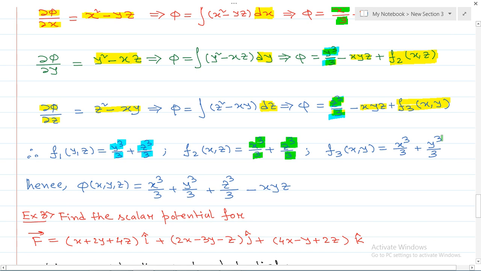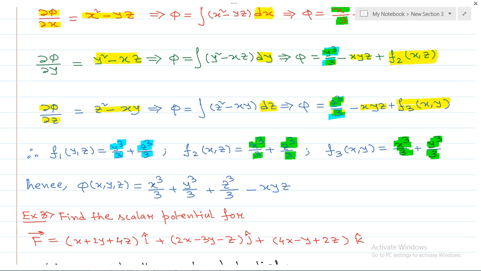We have to collect it from the first and second. That is equal to x cube by 3 plus y cube by 3. So any one of these f1, f2, f3 you put in any one of the phi functions that you have obtained. Whenever you substitute this, you will see that this phi is going to be unique for all these three cases. So what is our final result?